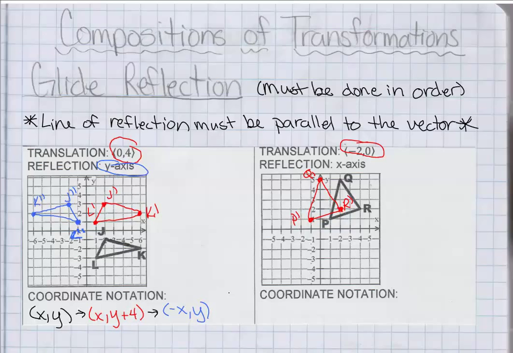And for our coordinate notation, our original is x, y. And when we move it 2 to the left, that means we're subtracting 2 from our x's and our y's stay the same. And then we have an x-axis reflection. So that means that however far above the line it will be that far below. So P prime is 1 above, so it's going to go 1 below to make P double prime.